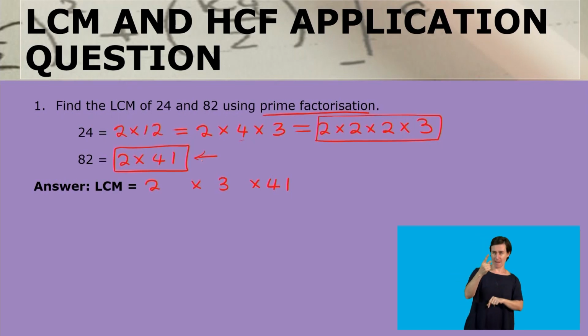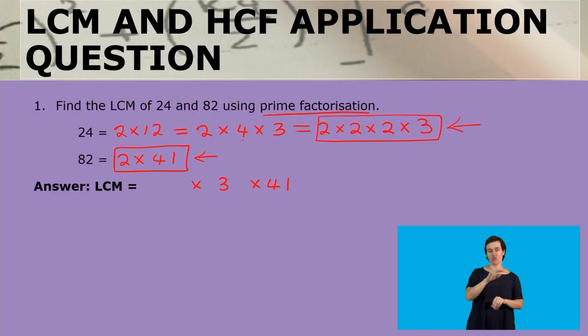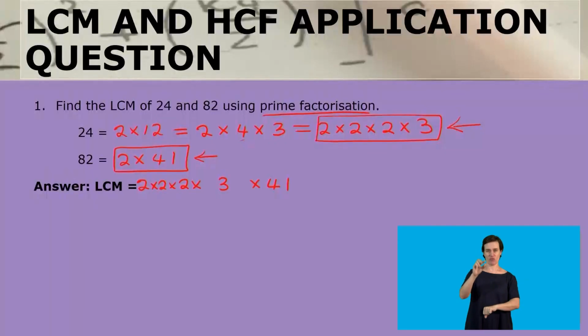When I am looking at this block, the 2 appears once and the 41 appears once. And when I am looking at this block, the 2 appears 3 times. So this means I am going to list all of those 3 2s, so that's 1, 2, and 3. Why? Because the highest frequency of that 2 appearing is 3 times. Then I have the 3. The 3 only appears once, so I'm going to leave it as it is. The 41 only appears once, so I'm going to leave it as it is.